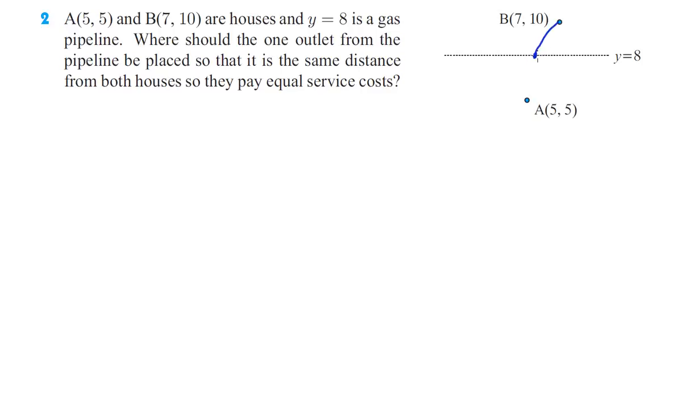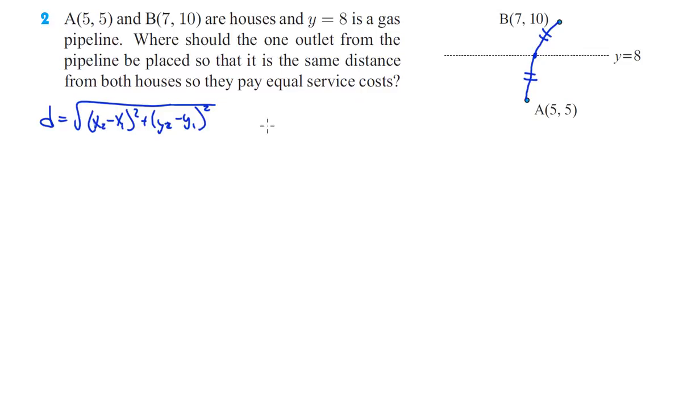So we know that this distance is the same as that distance. We have to figure out what that is. The big thing here is we want to know the distances on those. So the distance formula is going to be the square root of (x2 minus x1) squared plus (y2 minus y1) squared. That's our distance formula.